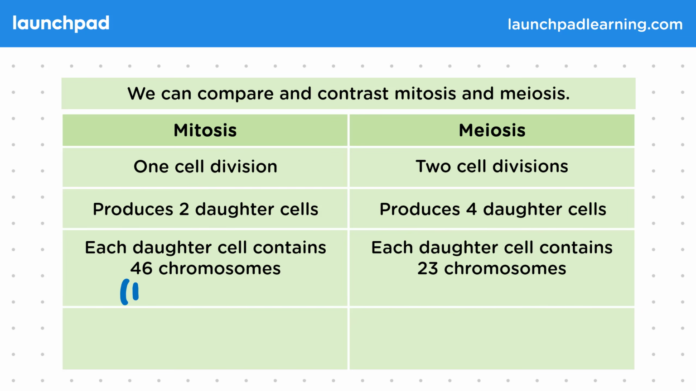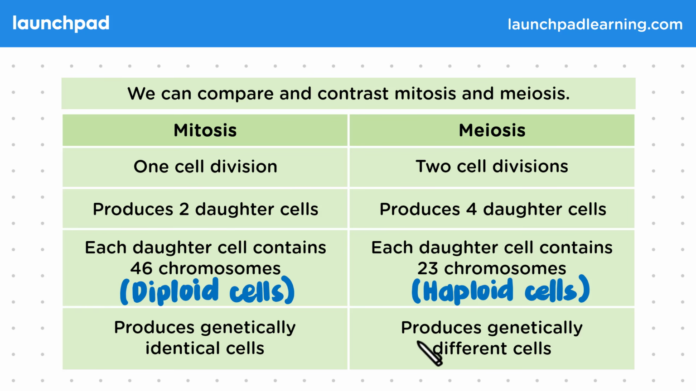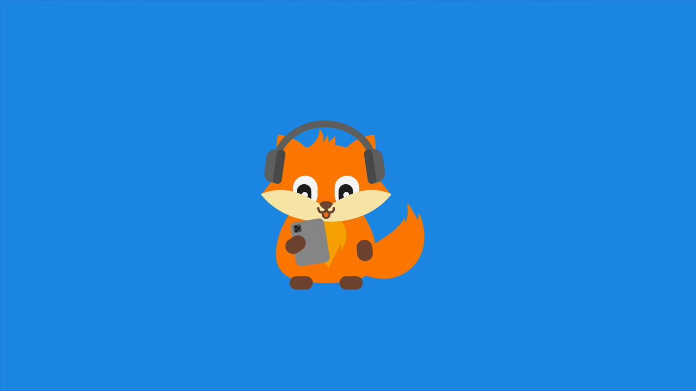Cells produced during mitosis can be referred to as diploid, and those produced during meiosis can be referred to as haploid. These terms don't have to be recalled in the exam if you can describe the number of chromosomes in each type of cell. Finally, mitosis produces genetically identical cells, whereas meiosis produces genetically different cells. Make sure you take some time looking at this table so that you're able to know the differences between mitosis and meiosis. Thanks for watching.